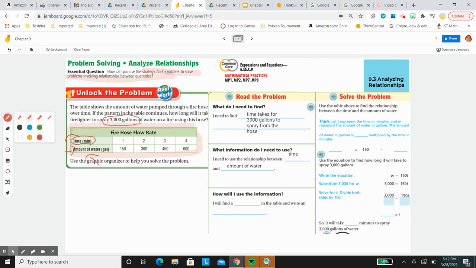It's going to be 150 multiplied by the time in minutes. So we're going to say, instead of using X and Y, I wish they would do that, I'm going to use what the book does. We're going to say W is my dependent variable, dependent on the fact that it's a constant of 150 times the time. Okay? It's 150 gallons times the time. So each minute. Okay? So in this case, I know that it's 3,000 gallons.